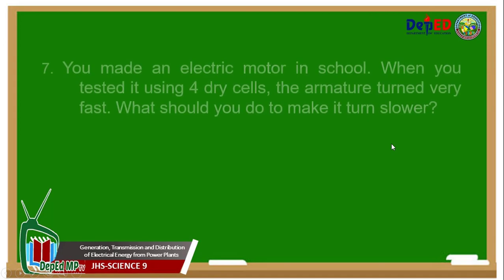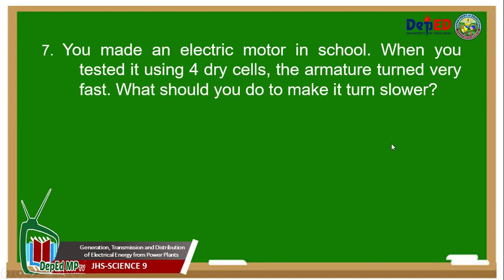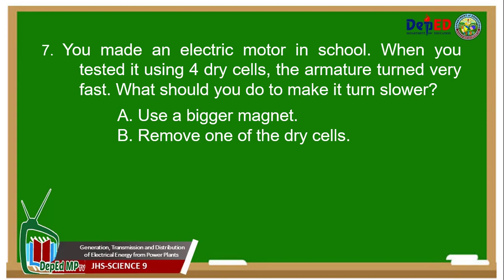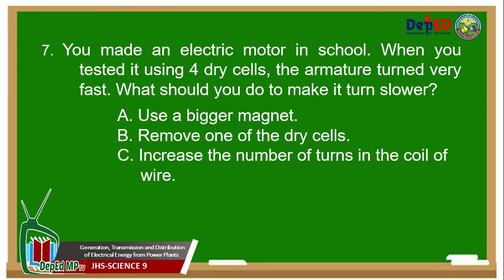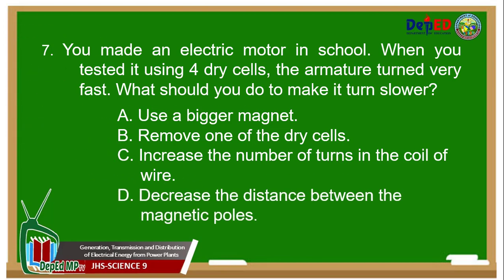Number 7. You made an electric motor in school. When you tested it using 4 dry cells, the armature turned very fast. What should you do to make it turn slower? A. Use a bigger magnet. B. Remove one of the dry cells. C. Increase the number of turns in the coil of wire. D. Decrease the distance between the magnetic poles.